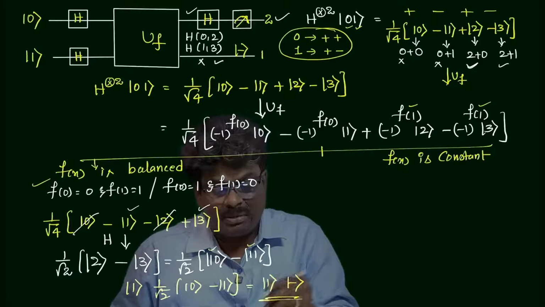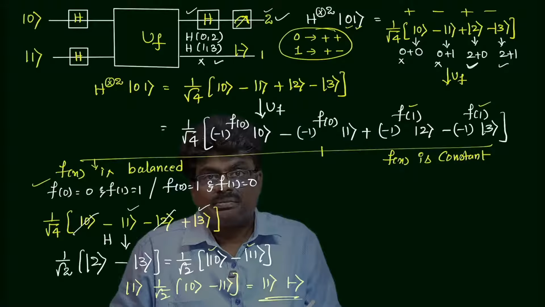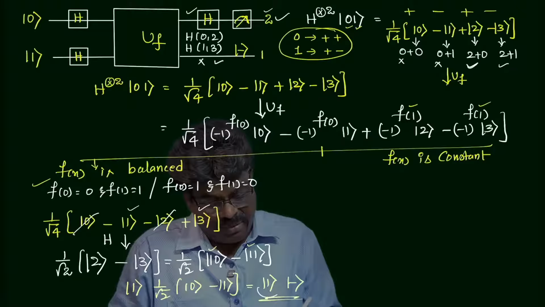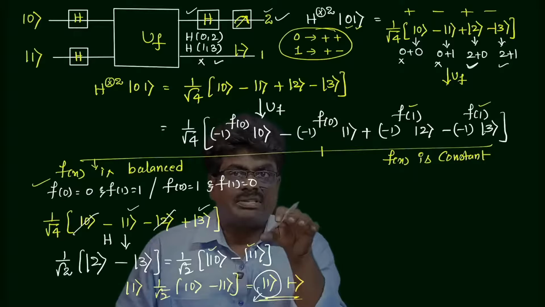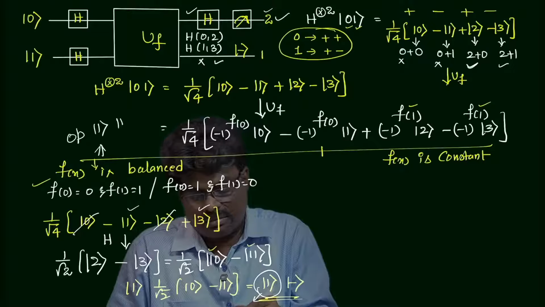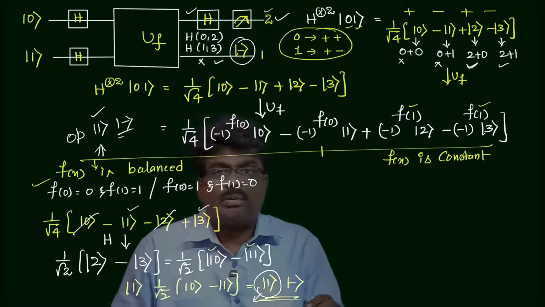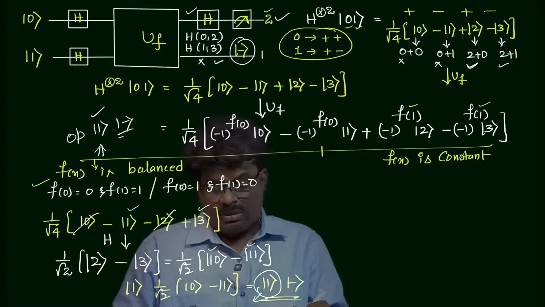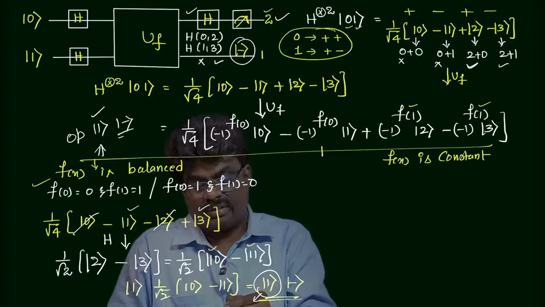So if I make a measurement on the second one, that means the top one here, then I will get this one. If f of x is balanced, the output is 1 minus. Here we are getting minus and this will be 1. So you can try this one yourself. Easy only, not at all difficult.